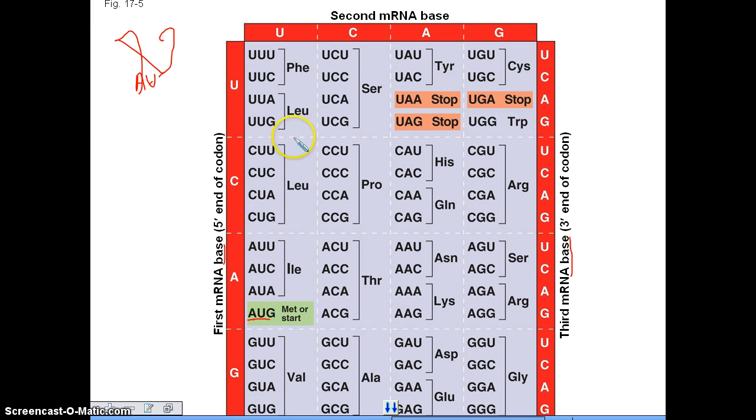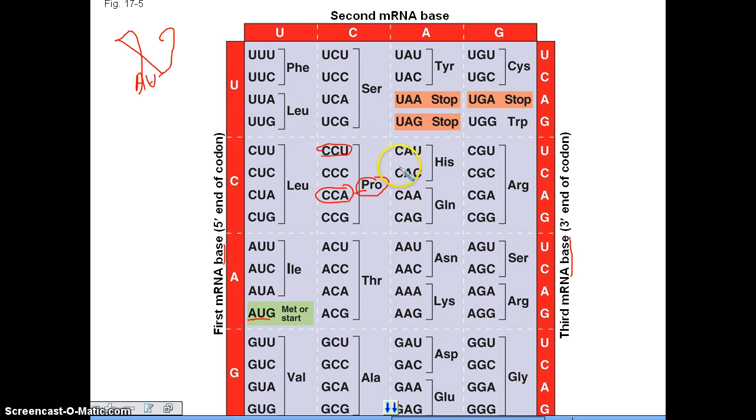All right, now that we know how to read this, let's look at some other examples. Let's say we have CCA. So we go C, C, A. Here we have a codon that codes for proline. Well, what if we have the codon CCU? They are different codons, but they code for the same amino acid. That's the idea of there being redundancy in the code.